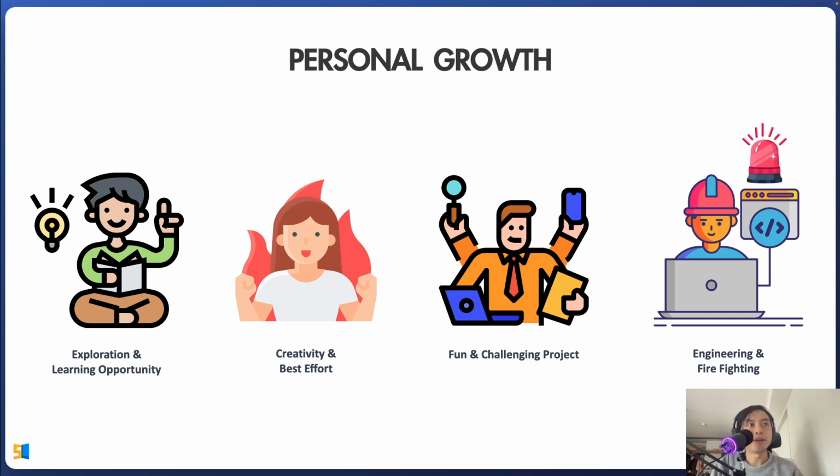Last is about engineering and firefighting. Again, because the system is complex, if the system is down, even for seconds or minutes, the impact of revenue loss will be huge, right? So it forces us to think like an engineer, right? To think like an engineer means that on every decision that we make, on every piece of code that we write, we have to think about the pros and cons, right? So it trains us to think carefully about reliability, scalability, maintainability, and stuff like that.